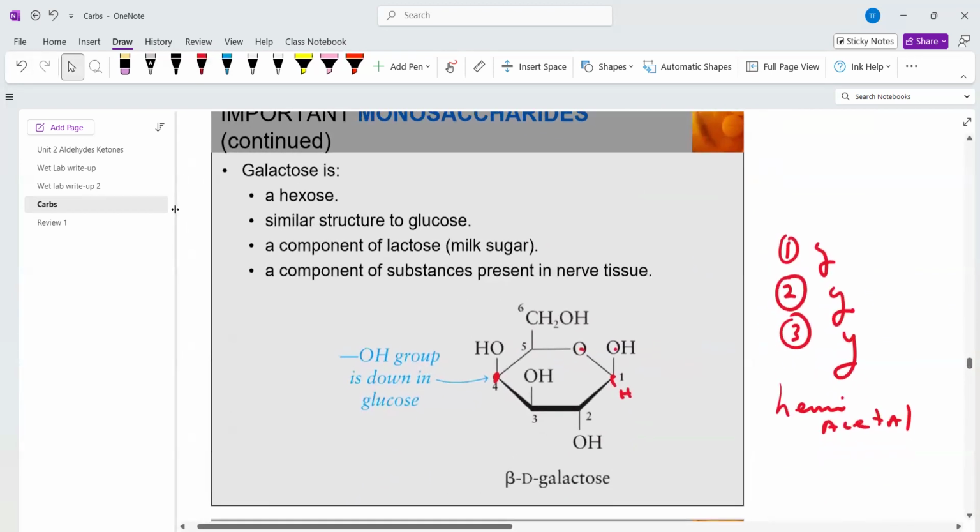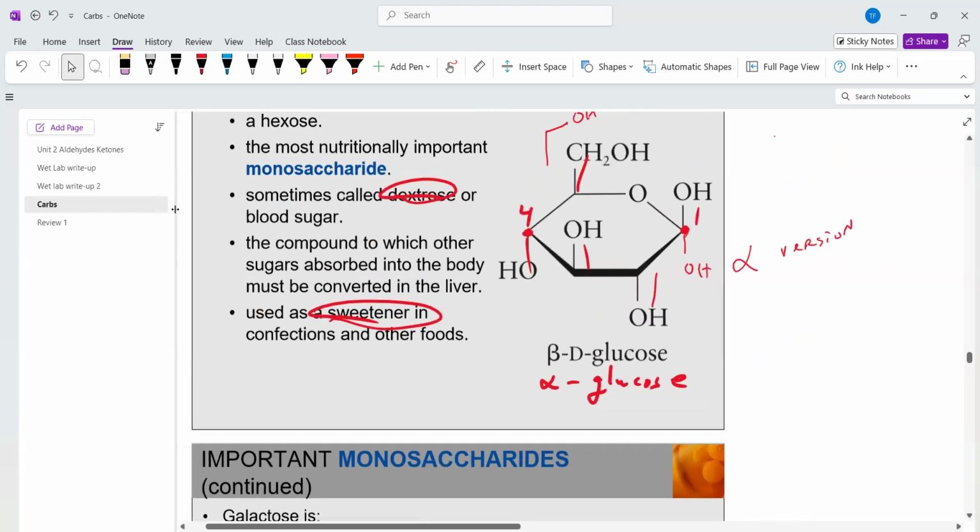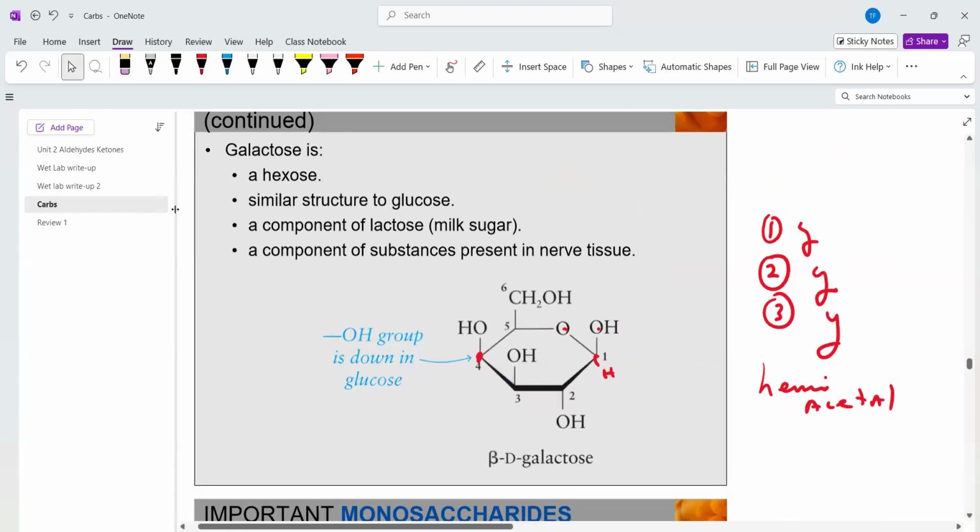Galactose. Now, if you know the structure of glucose, you know the structure of galactose. All you need to do is flip this. Instead of going down, carbon number 4 here goes up. Everything else is the same. It's got a hemiacetal, this guy here. So this is a reducing sugar.